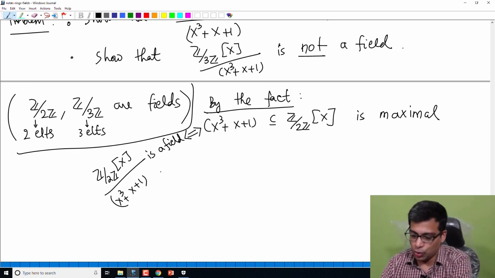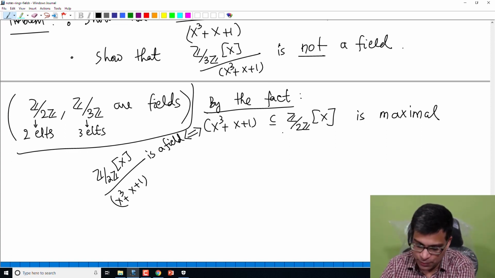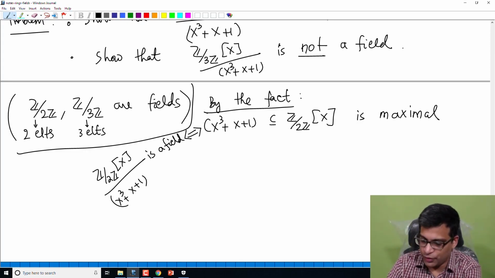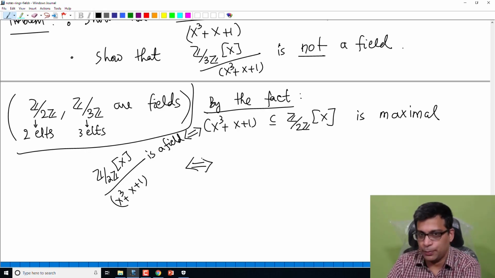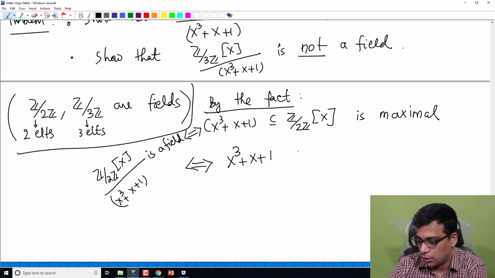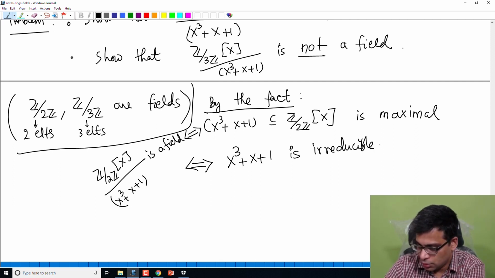It is equivalent to x cubed plus x plus 1 being a maximal ideal in Z mod 2Z[x]. This is an equivalent definition of a maximal ideal. An ideal I in a ring R is maximal if and only if R mod I is a field. So this is a field if and only if this is a maximal ideal. Now by the fact, this is a maximal ideal if and only if x cubed plus x plus 1 is irreducible in Z mod 2Z[x].